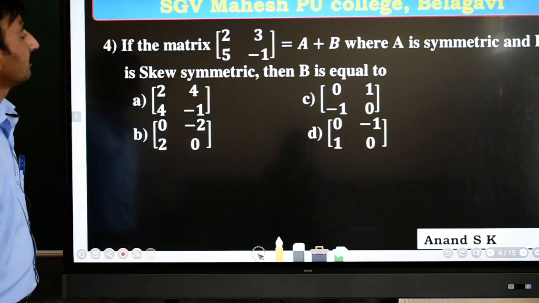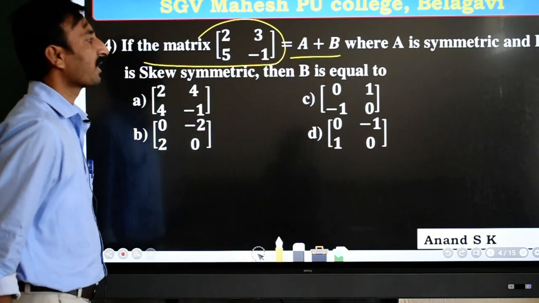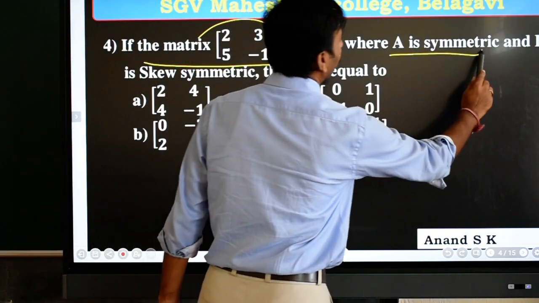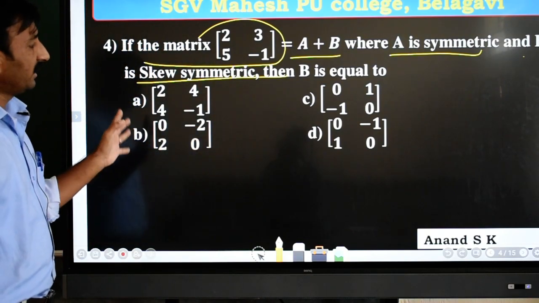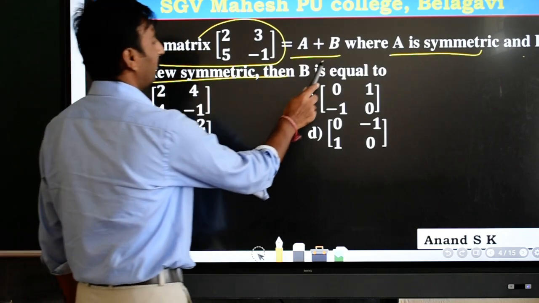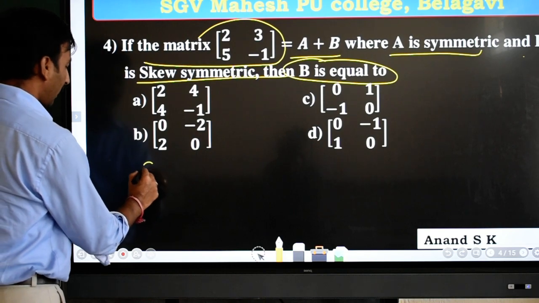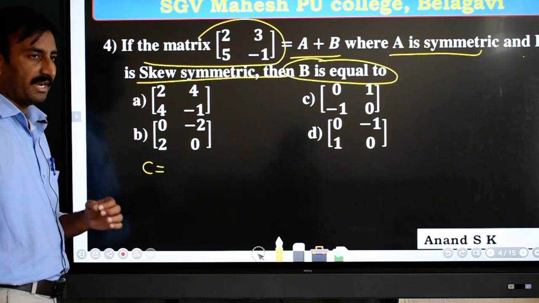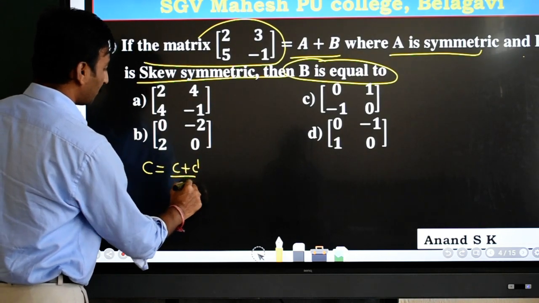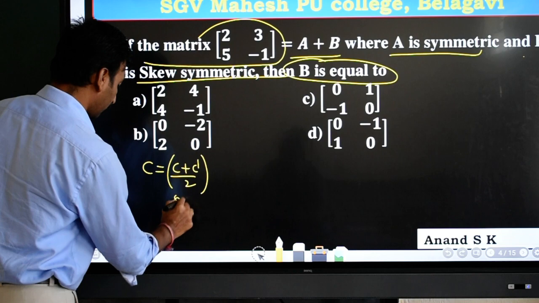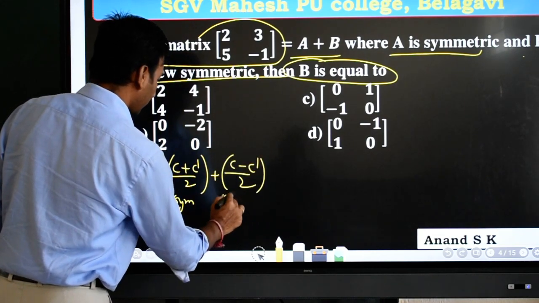Now next question is, look at this. If the matrix is this one, which is equal to A plus B, where A is a symmetric and B is a skew symmetric. They are saying that A is symmetric, B is skew symmetric. Then what is the B value? So where the students used to make the mistake, look at this. Suppose you have a matrix C. Any matrix C can be expressed as a symmetric and skew symmetric: C plus C dash over 2, this is always symmetric, and C minus C dash by 2, which is always skew symmetric.